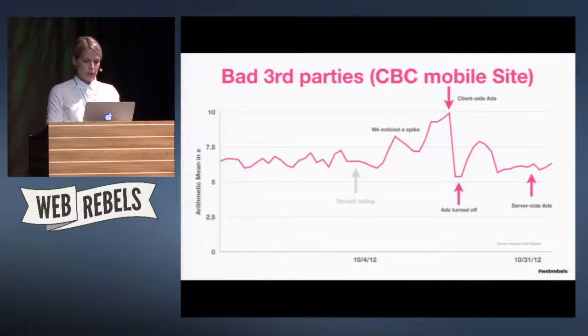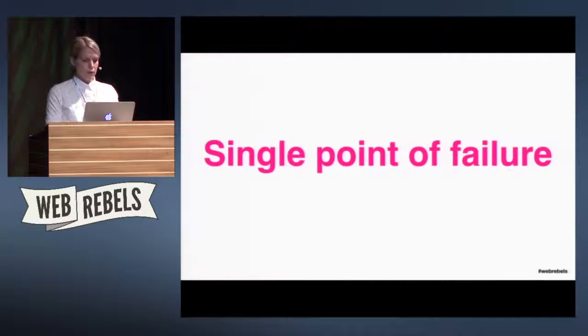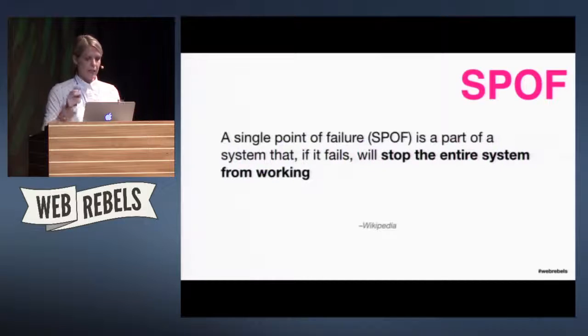Worse than this is obviously single point of failure. So that's a more severe performance impact that your website can be hit with. It can bring down your website. So single point of failure is part of a system that, if it fails, will stop the entire system from working. But how can that happen? When does a single point of failure happen?